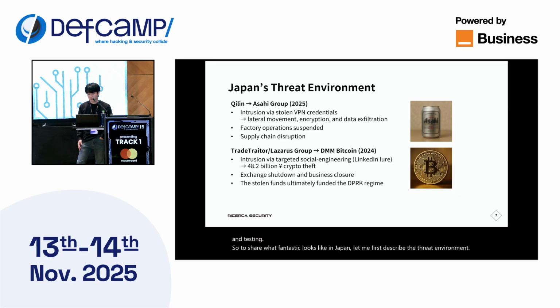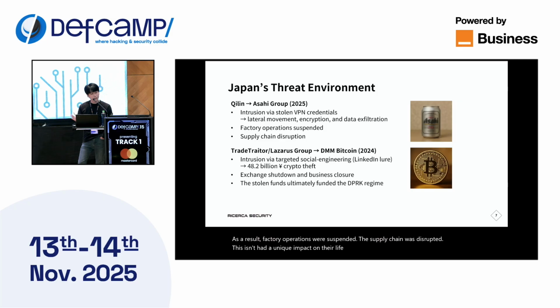I will introduce 2 representative recent incidents. Case 1, the ransomware attack on Asahi Group. The intrusion occurred via stolen VPN credentials. This was followed by lateral movement, encryption, and data exfiltration. As a result, factory operations were suspended. The supply chain was disrupted. This incident had a unique impact on daily life in Japan.